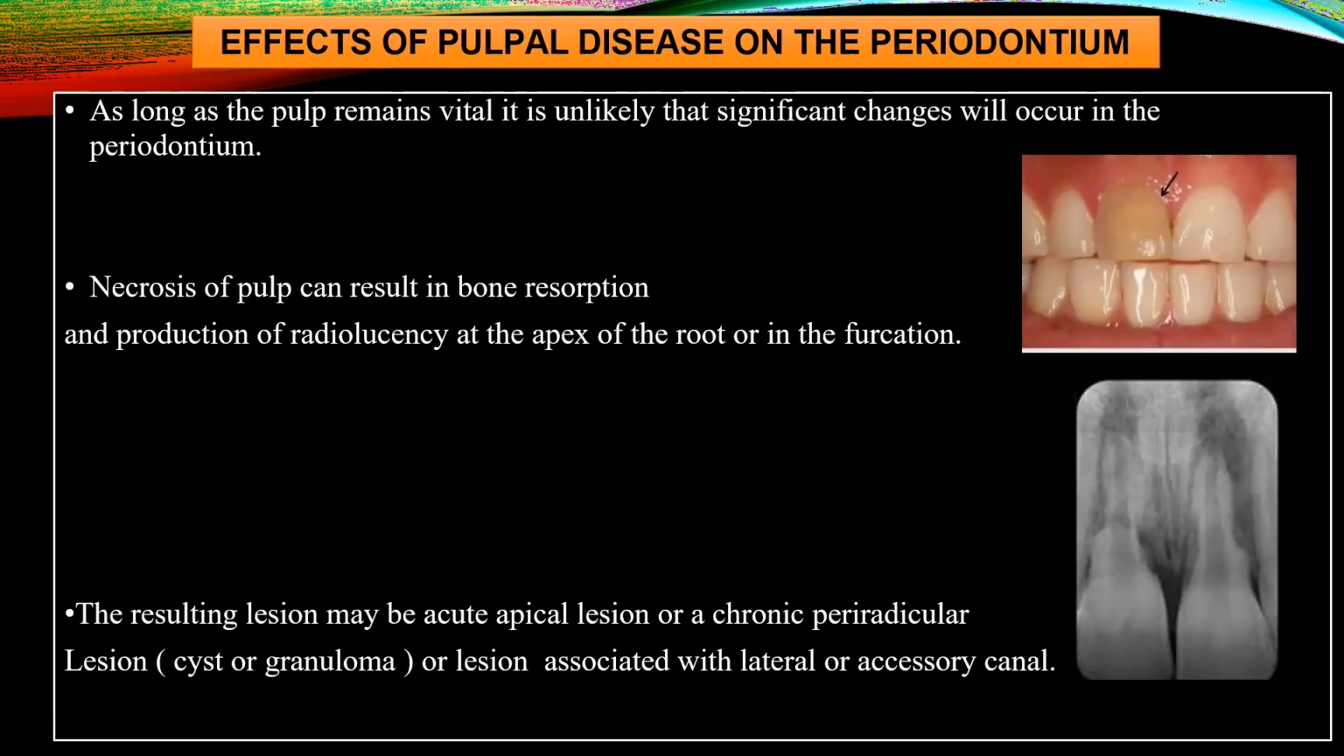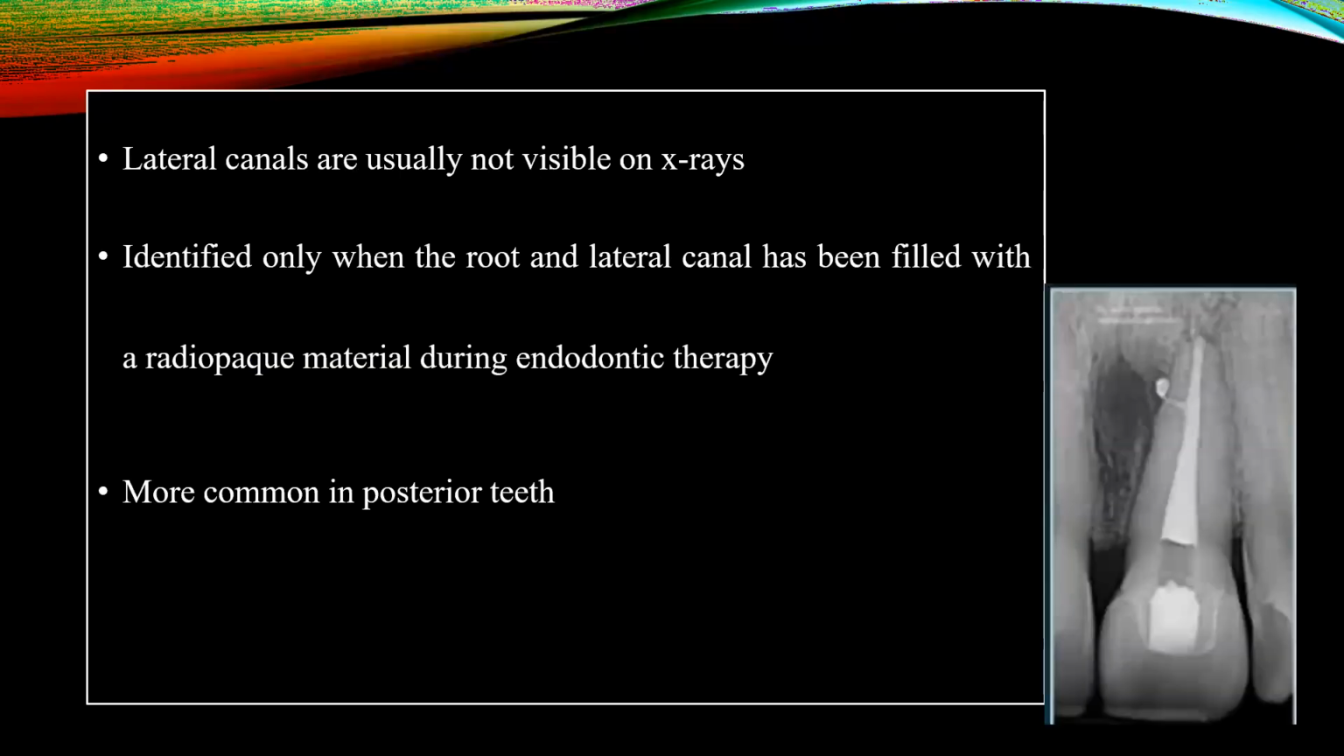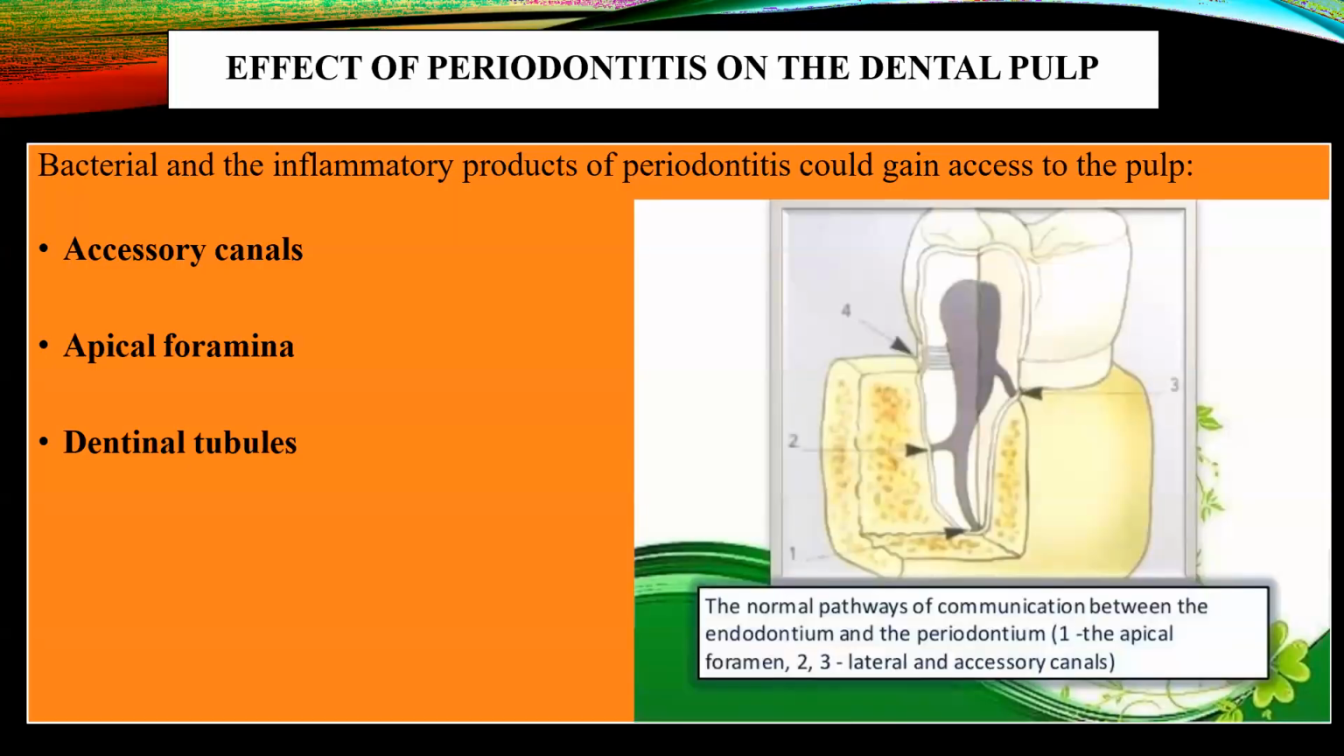Necrosis of the pulp can result in bone resorption and production of radiolucency at the apex of the root or in the furcation. The resulting lesion may be an acute apical lesion, a chronic periradicular lesion, or a lesion associated with the lateral canals. And lateral canals are not usually visible on X-rays. They are identified only when the root and lateral canals have been filled with a radiopaque material during endodontic therapy, and they are most commonly seen in the posterior teeth.